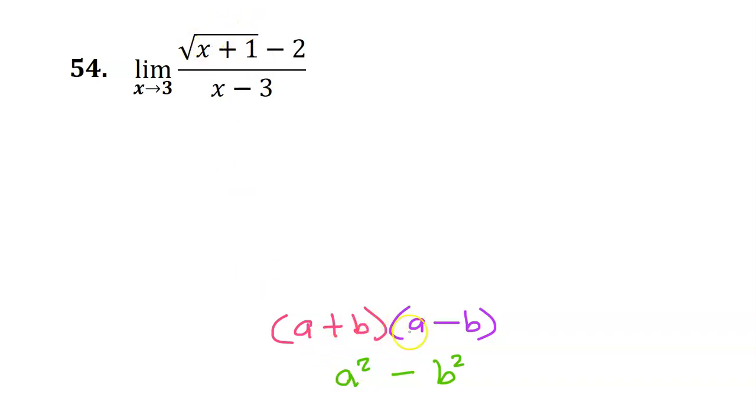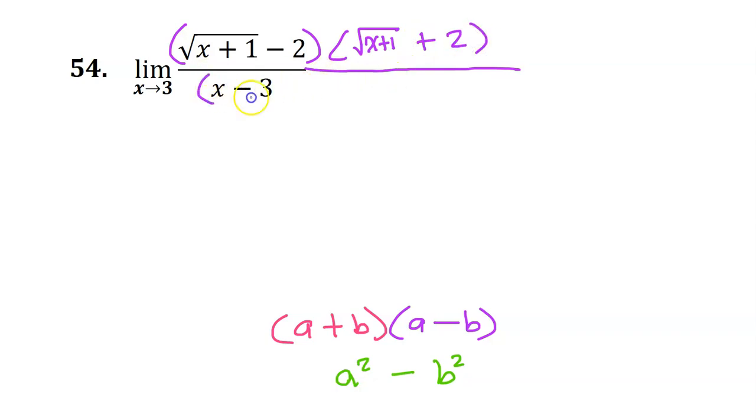So we can use this strategy to get rid of the square root in the numerator and kind of just rearrange the entire problem. So the conjugate of the numerator would be the square root of x plus 1 plus 2. So of course we have to multiply by the same thing in the denominator so that we're not really changing the value of the problem. So in the denominator, I will also multiply by the square root of x plus 1 plus 2. So let's see what happens.